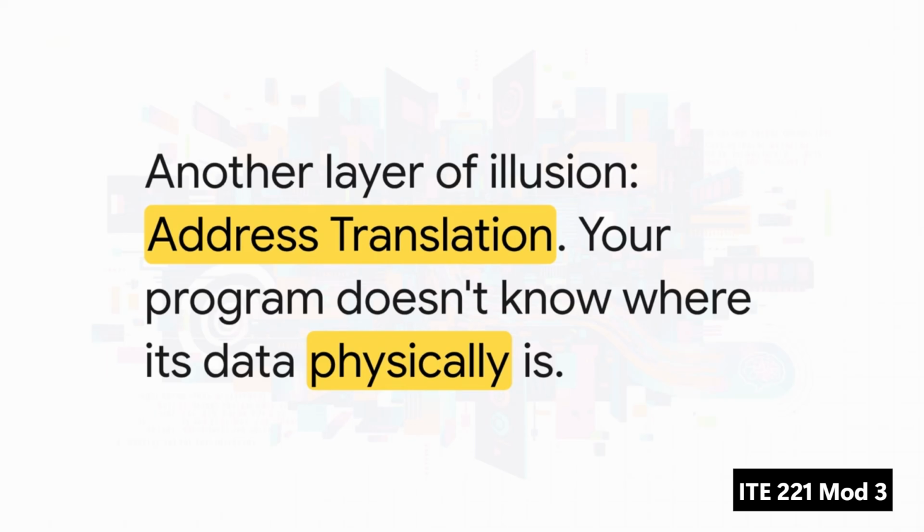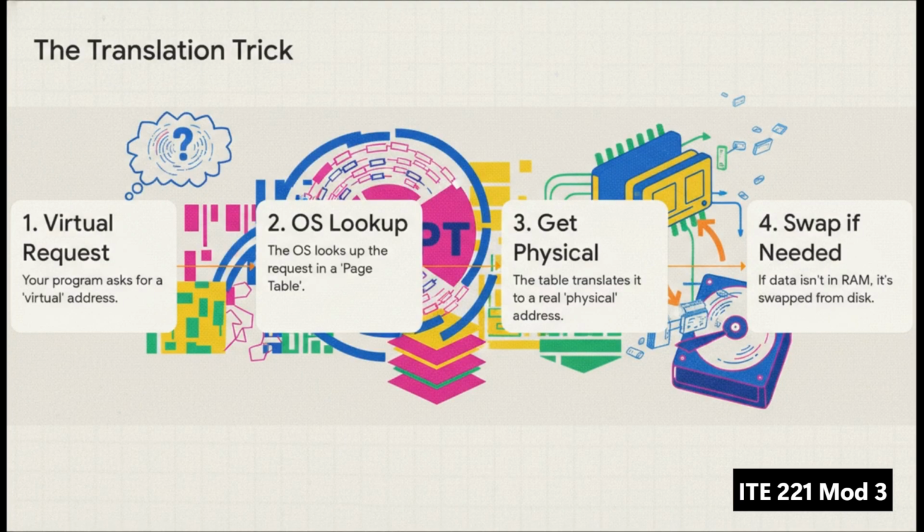And here's the core idea. Your program, the game you're playing, it doesn't actually know or even care where its data is physically located in the real hardware. So here's how the trick works. First, your program asks for data at what's called a virtual address. Think of it like a fake address in its own little private world. Then, the operating system steps in. It looks up that request in a special map, a page table. This table is like a translator. It turns the fake virtual address into a real physical address on your RAM chips.